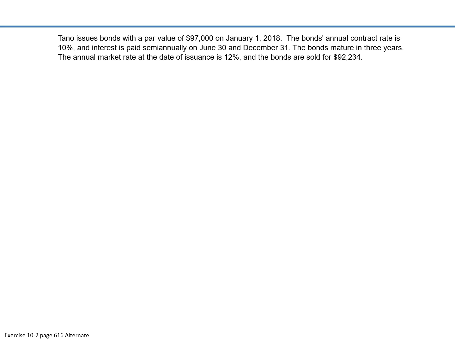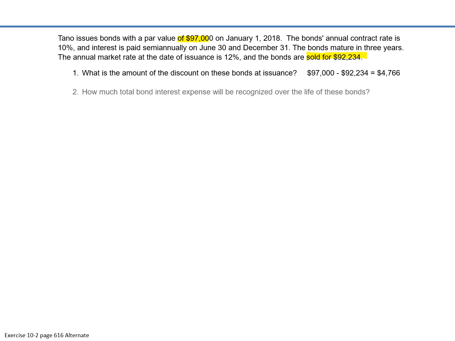All right, so let's start with number 1. What is the amount of the discount of the bonds at issuance? Well, they have a par value of 97,000 and they're sold for 92,234. Difference between the two of them is 4,766. That's your discount.